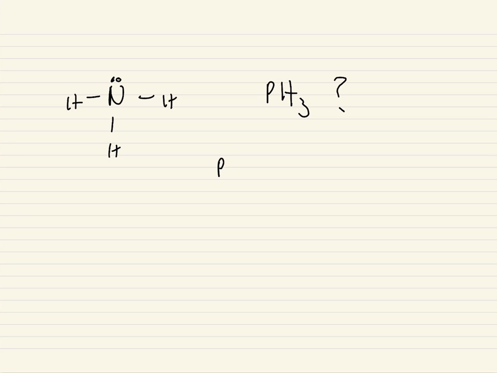It would be phosphorus, tri, because we have 3 and it's a covalent compound. Hydrogen, what do you think it becomes? Hydride. Hydroxide would be if it's OH minus, right? So this would be hydride. Phosphorus trihydride, right?